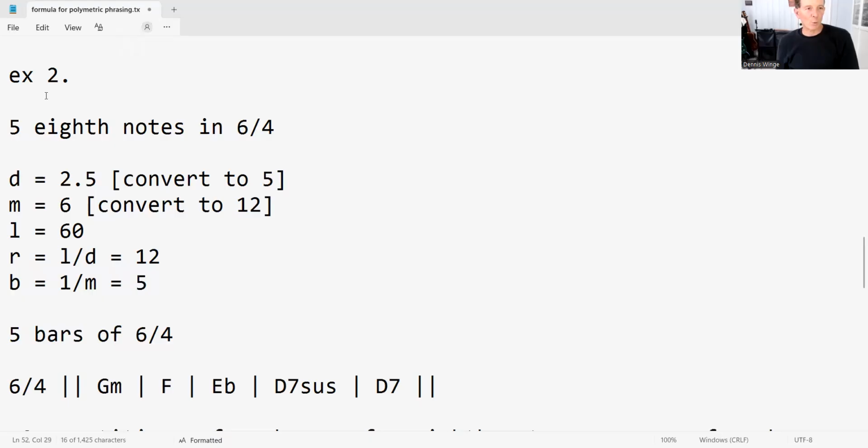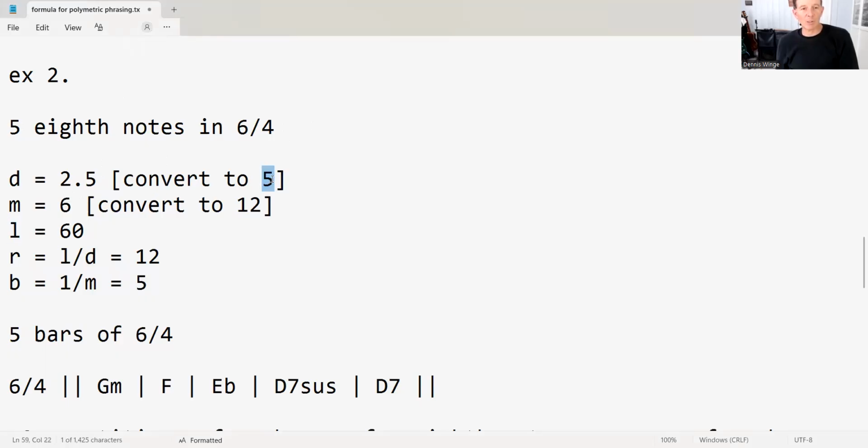Okay, example 2. We have 5 eighth notes in 6/4 time. 5 eighth notes needs to be expressed in quarter notes, which is 2.5 quarter notes, and M would be 6. However, you need a whole number in order to find the least common multiple. You can't find the least common multiple with fractions, so we have to multiply both of these by 2.